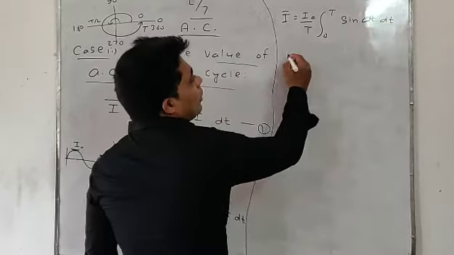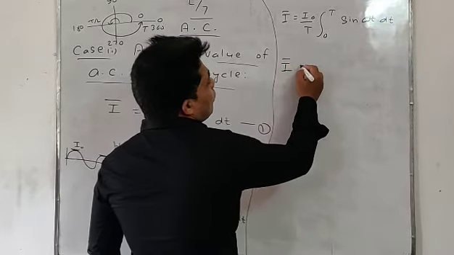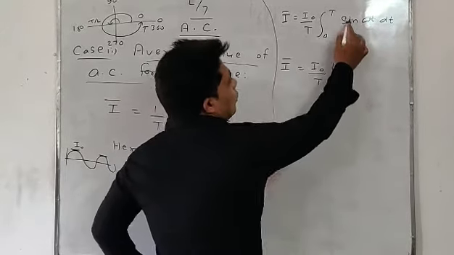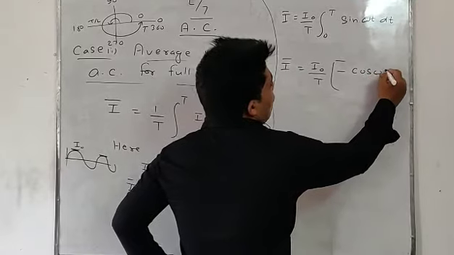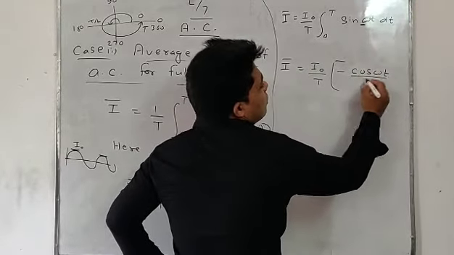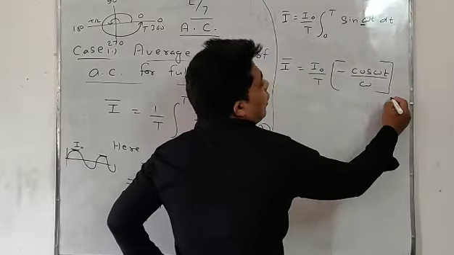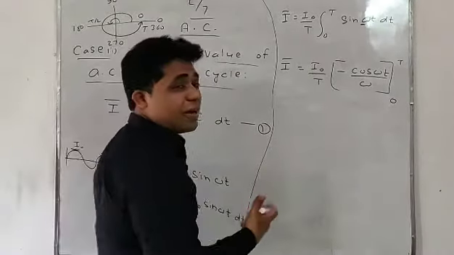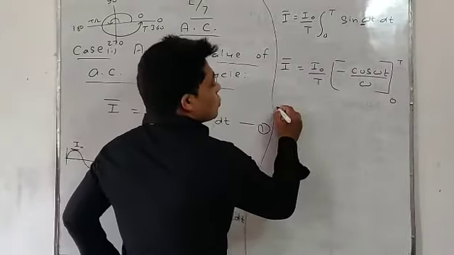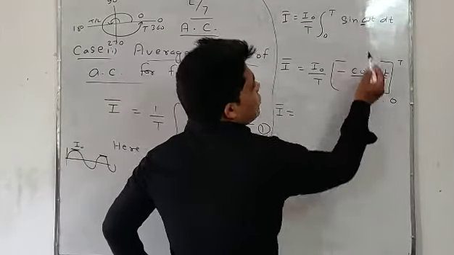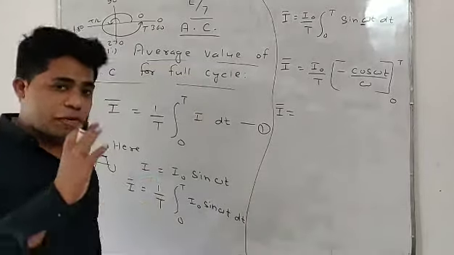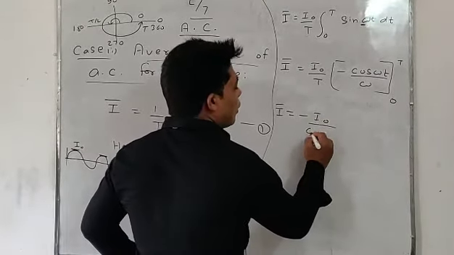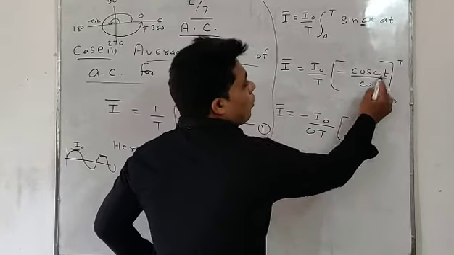Students, we know the formula for the integration of sine omega t. What is the integration of sine omega t? It is minus cos omega t, and the constant comes in division, with limit 0 to T. We know the integration of sine theta is minus cos theta. So I bar equals, and the constant always comes in division; in differentiation it comes in multiplication. So minus I naught by omega outside, T is outside, put the limit.